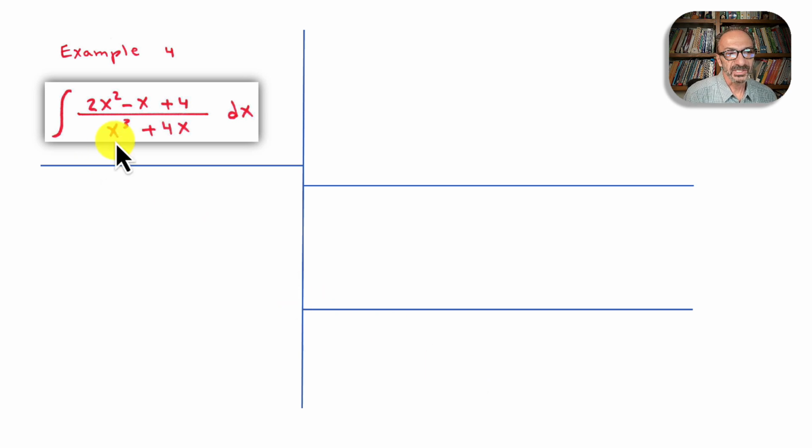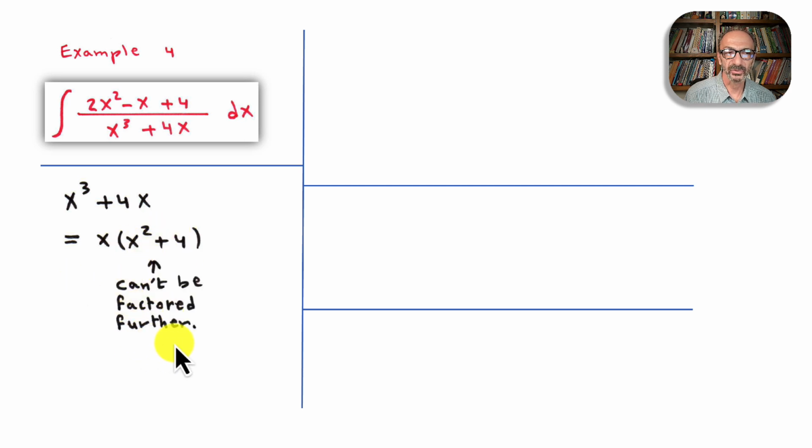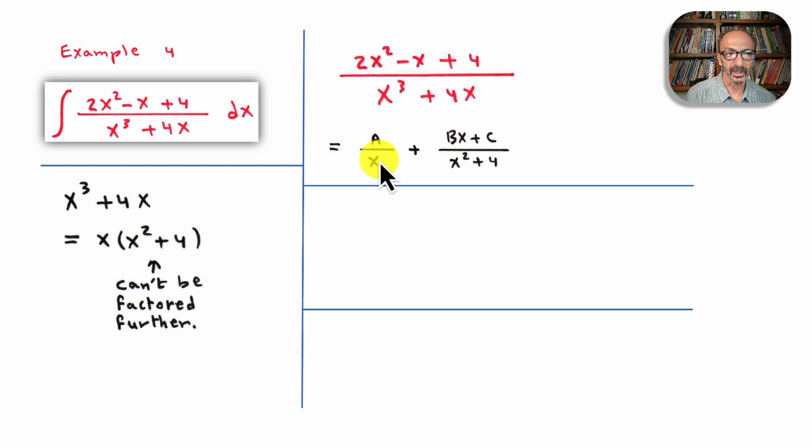So the denominator is x cubed plus 4x. Let's take it to the side. x cubed plus 4x. Take x out as a common factor. And now this part right here can't be factored further than this. It's irreducible. So what do we have now? Our fraction inside our function will be written this way. A over x, that's this linear part, plus bx plus c over this quadratic factor.